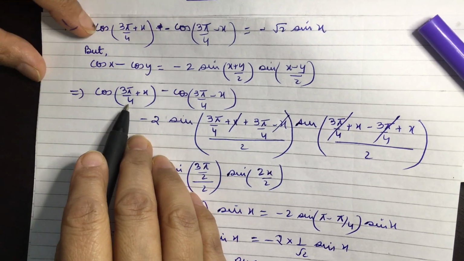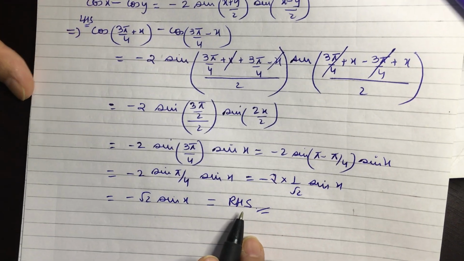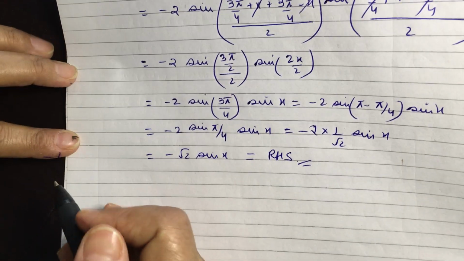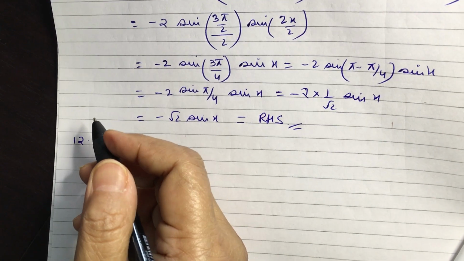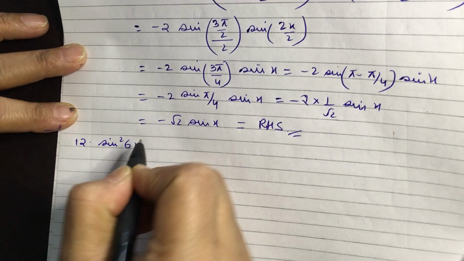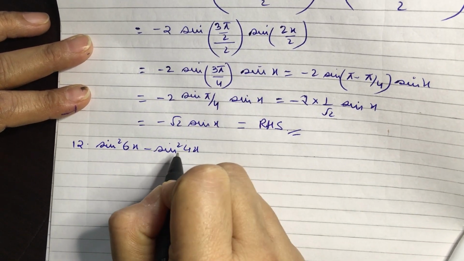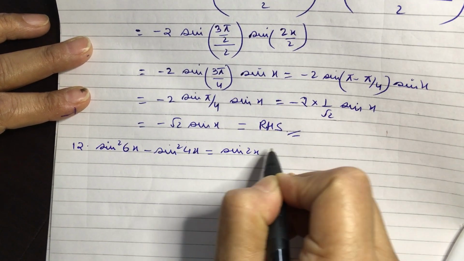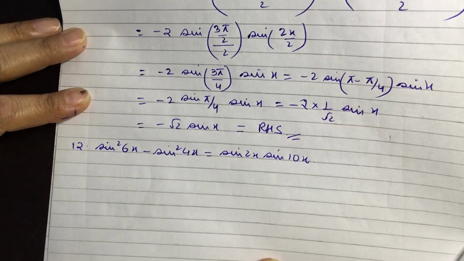So, we start with the left hand side and we prove it to be the right hand side. So, it becomes much faster to solve. Now, let us take up the 12th question now. So, 12th question says that sine squared 6x minus sine squared 4x is to be proved to be equal to sine of 2x into sine of 10x.